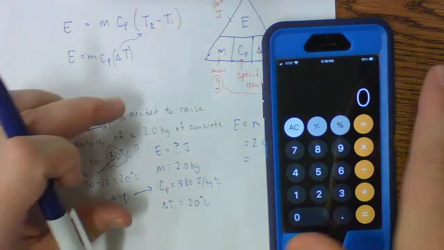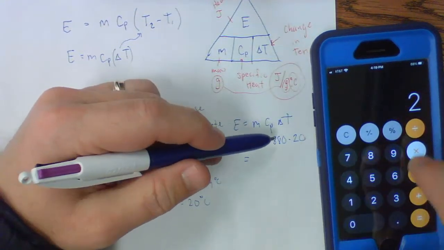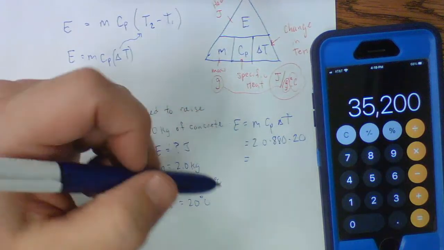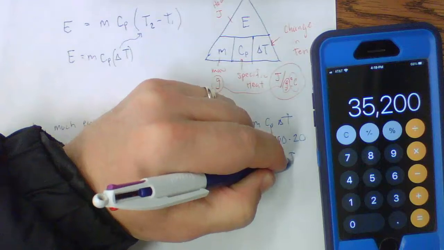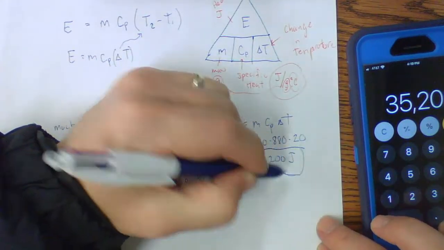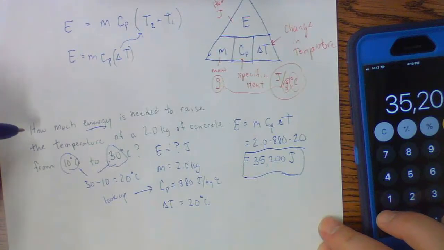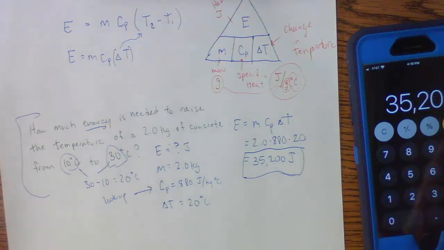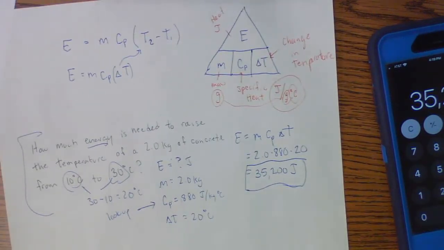Alright. So we go with 2 times 880 times 2. That comes out to be 35,200 joules. That's how much energy it's going to take to raise the temperature of that concrete. So again, that's a nice example problem. You're going to have a sheet that you're going to work on today with that. So I thought I'd share that with you. Okay. We're also going to use that when we get into the lab.